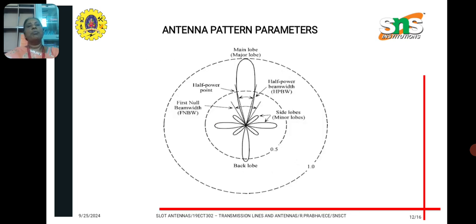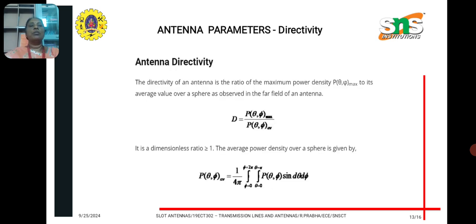So the antenna important parameters, as we discussed already: main lobe, half power beam width, first null beam width, and the side lobes or minor lobes. And antenna directivity is another important parameter. It represents the ratio of the antenna's maximum radiation intensity to the average value over a sphere, as observed in the far field of an antenna. And it is dimensionless. Its value is always greater than or equal to 1. So the directivity value is always between 1 and infinity.